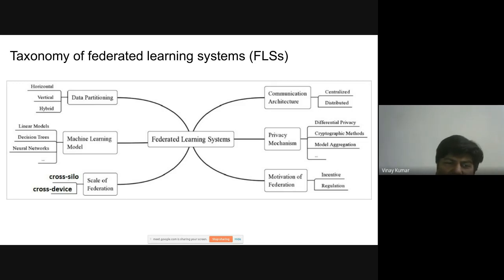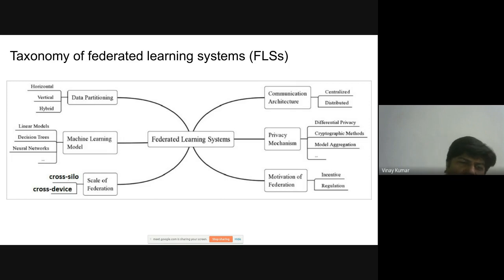Then we have privacy mechanisms. Although the local data are not exposed in federated learning, the exchanged model parameters may still leak sensitive information about the data. So there have been many attacks against machine learning models. Differential privacy guarantees that one single record does not influence much the output of a function. Many studies adopt differential privacy for data privacy protection to ensure the parties cannot know whether an individual record participated in the learning or not.